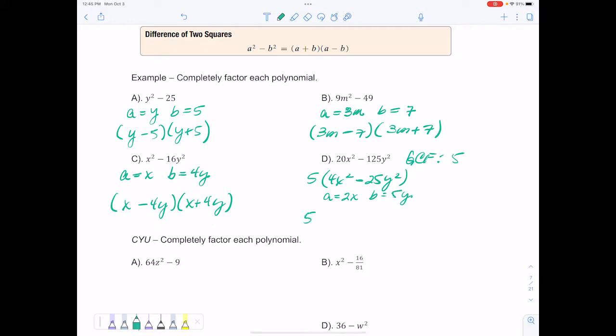So now I just have 5. That 5, the GCF, just carries down, and you'll have 2x plus 5y times 2x minus 5y. And again, it doesn't matter if you put the plus first and then the minus or vice versa, but that would be your final answer.